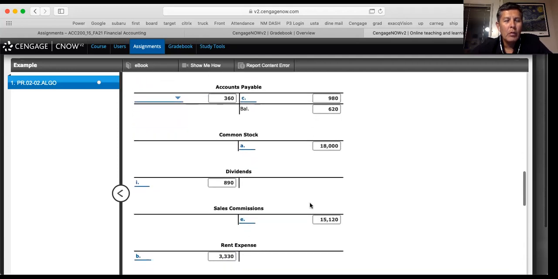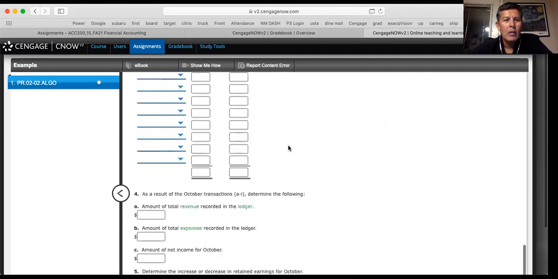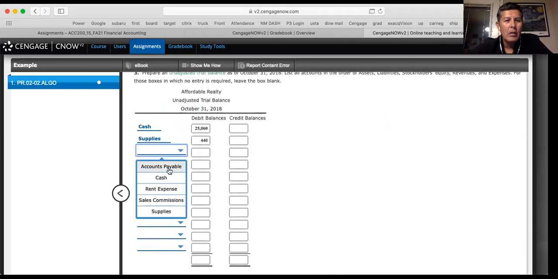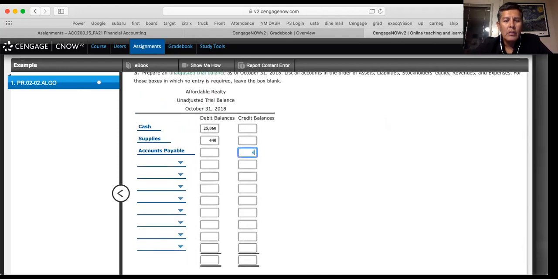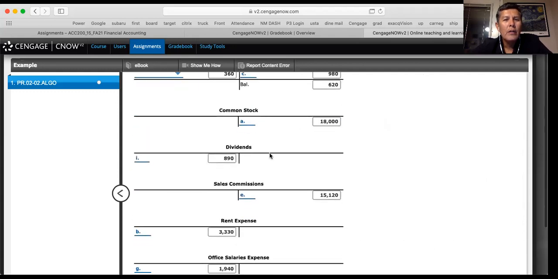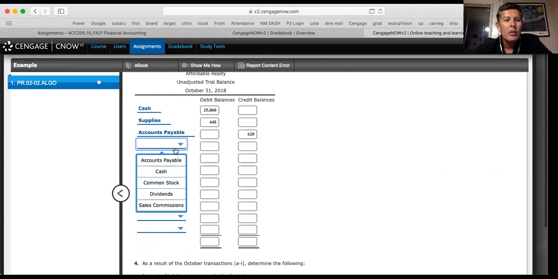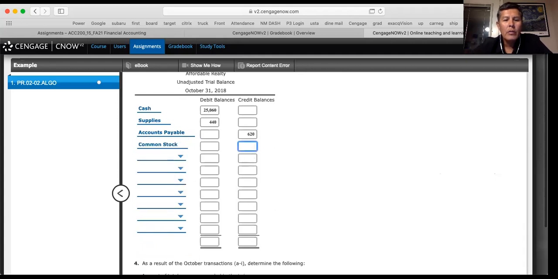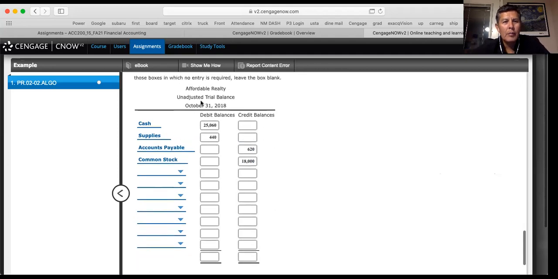After our supplies account, we have accounts payable. So now we're on our liabilities. Liability, remember, we have a credit amount. So accounts payable for 620. Okay. And what's after accounts payable was common stock for 18,000. Remember, it's called a balance sheet because they balance, but keep in mind we're unadjusted. We haven't made any adjustments, okay?